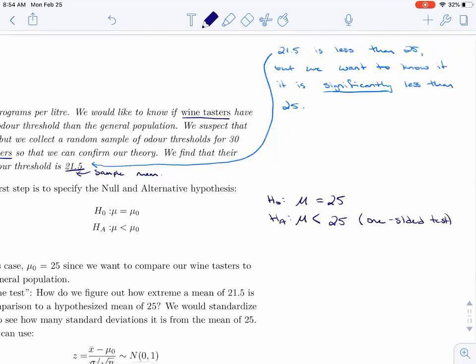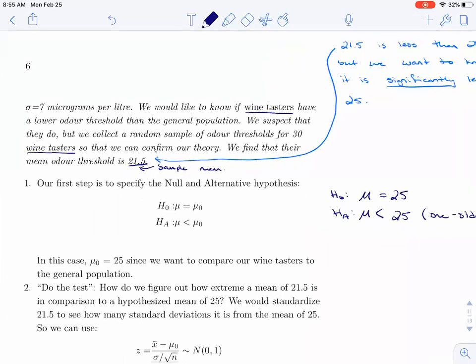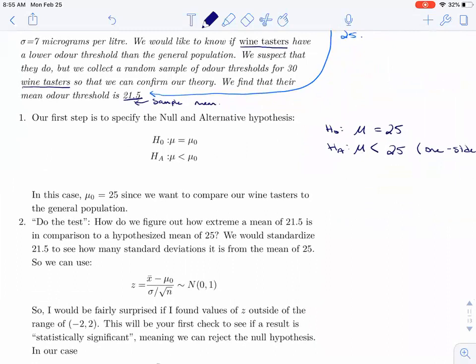Okay. We do all our testing assuming that the null hypothesis is true. The null hypothesis says that, well, mu is equal to 25. So now when we do all our testing, we assume mu is 25. And then at the end, we'll see if that's reasonable or not. Okay. Any questions about that step? No? Okay.